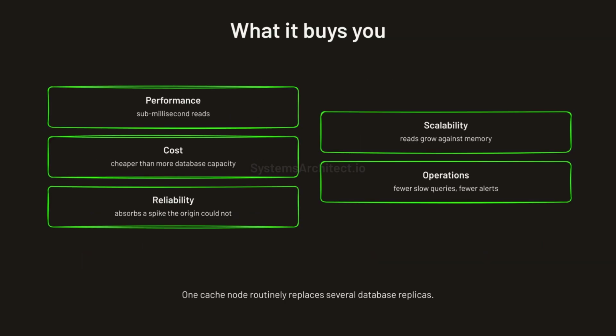Performance is the headline benefit. Sub-millisecond reads instead of tens of milliseconds. Cost falls sharply because a cache node is far cheaper than the database capacity it replaces. Reliability improves when the cache absorbs a traffic spike your origin could not survive. Scalability follows since read traffic grows against memory rather than against your primary database. Operations get calmer. Fewer slow queries mean fewer alerts and less firefighting.